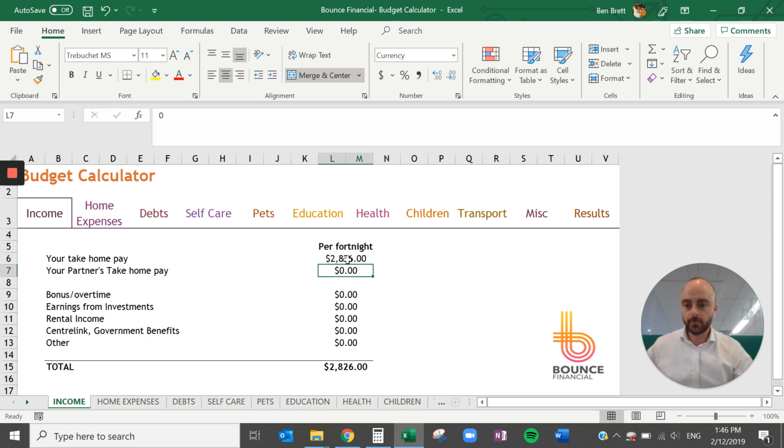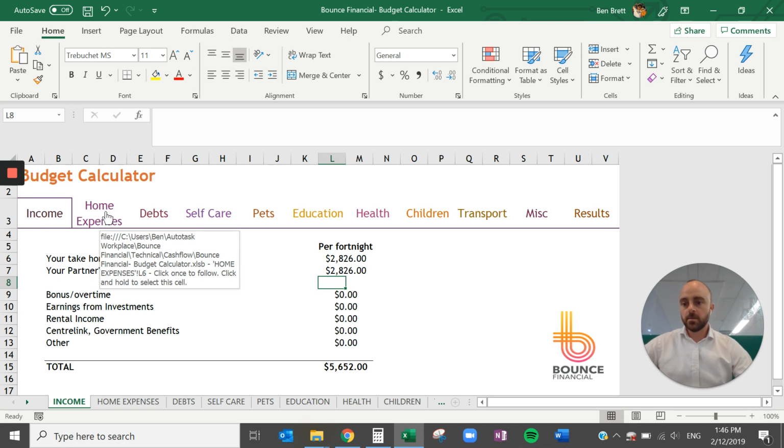Awesome. Okay, now you put in your partner's take-home pay. For simplicity reasons, let's assume that you both earn $100,000, which should mean that you have $5,652 every fortnight coming in after tax. Now from here you can put in things like bonus, overtime, earnings from investments if you're taking that income, rental income, and any Centrelink government benefits that will go in there. And again, that's on a per fortnight basis.